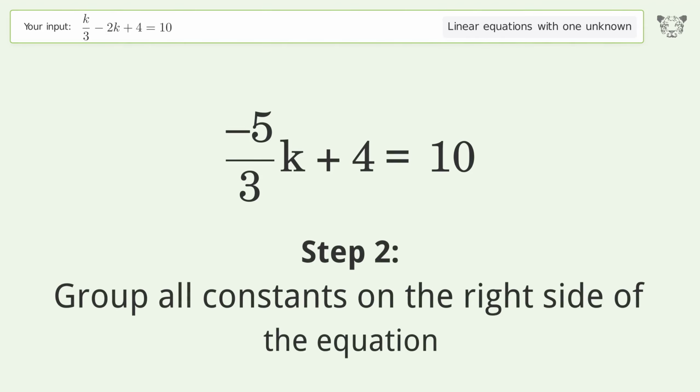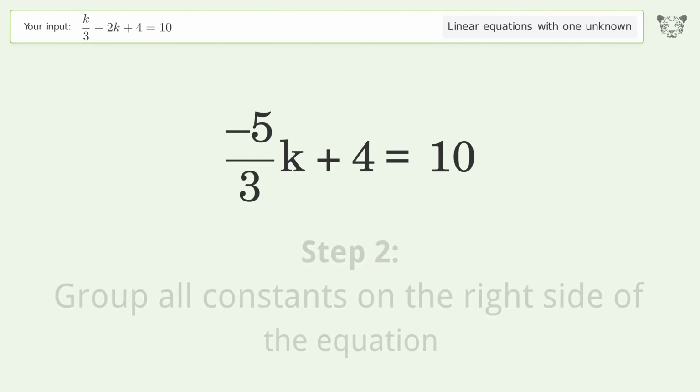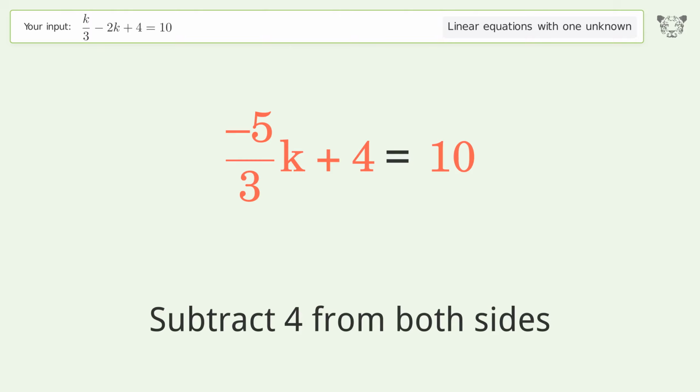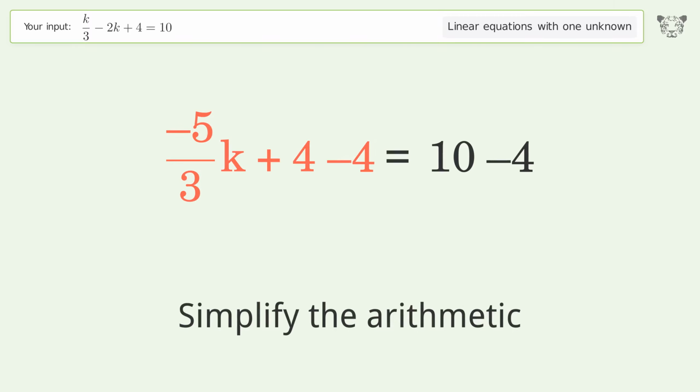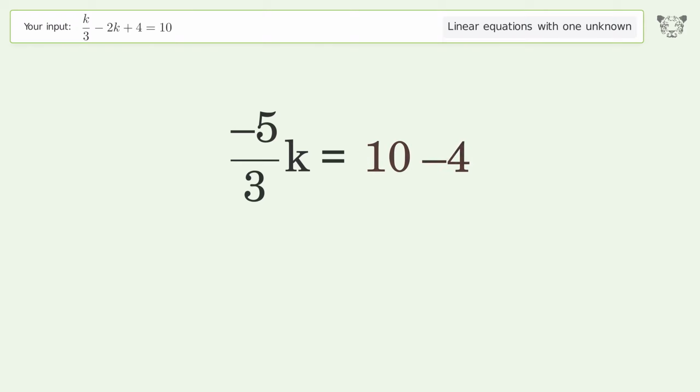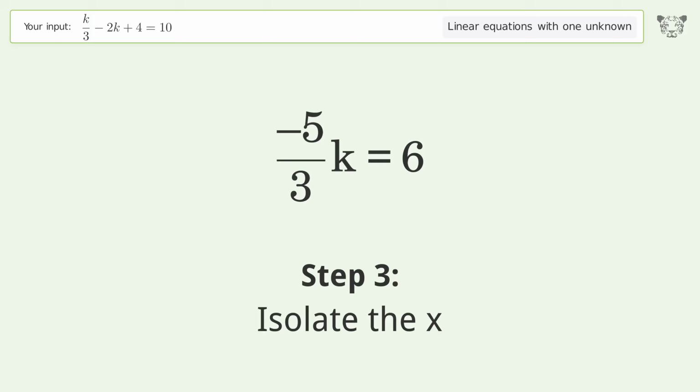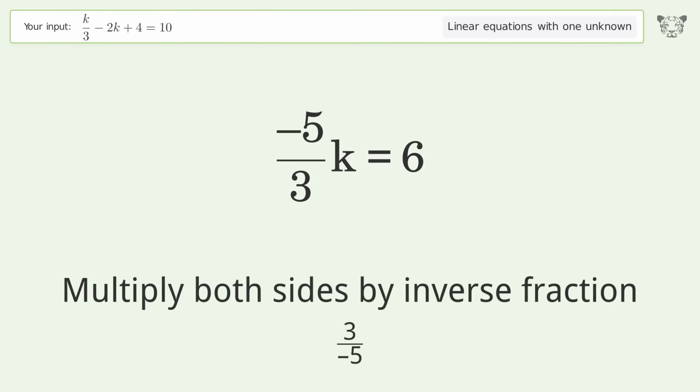Group all constants on the right side of the equation. Subtract 4 from both sides. Simplify the arithmetic. Isolate the x. Multiply both sides by inverse fraction 3/5.